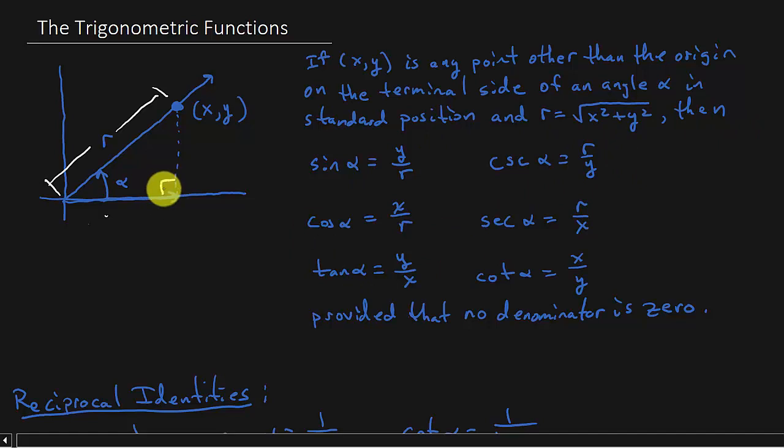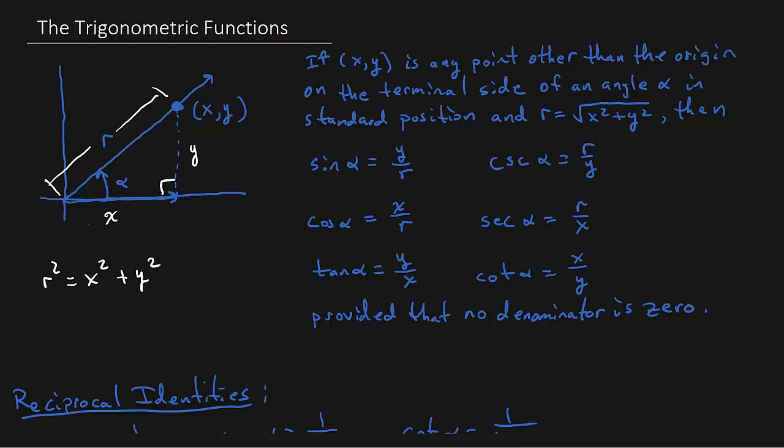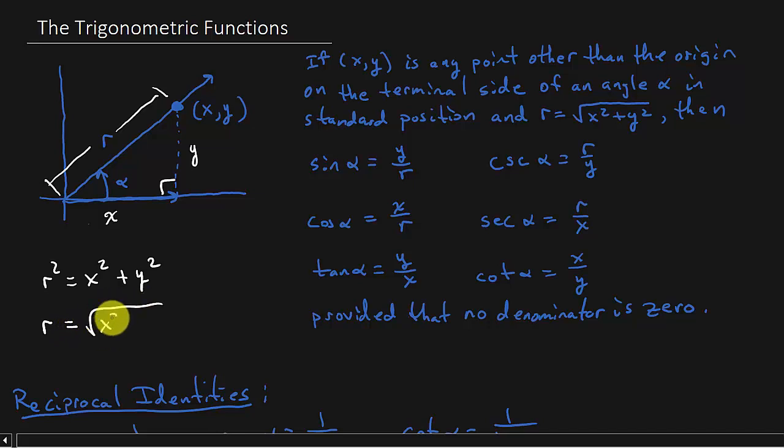Now, this is a right angle. And so if this is our point x, y, then the distance from the origin to this point right here is x, and then the distance from here to here is y. To get r, we say r squared is equal to x squared plus y squared. Then if we take the square root, we get r is equal to the square root of x squared plus y squared. And that's where r comes from.